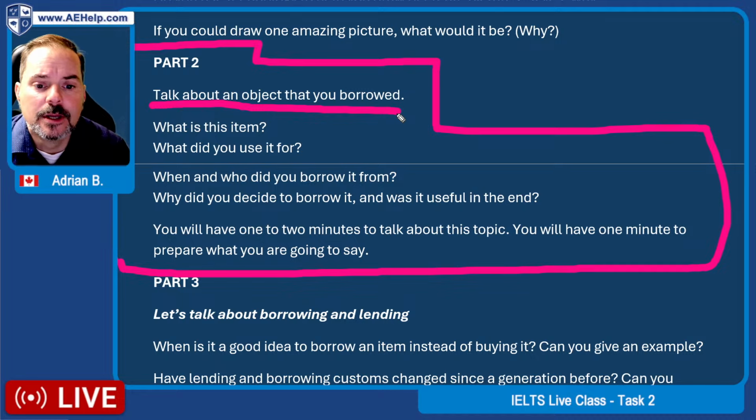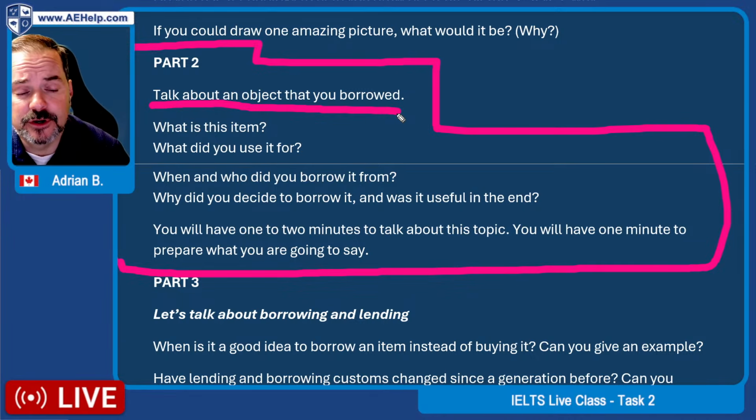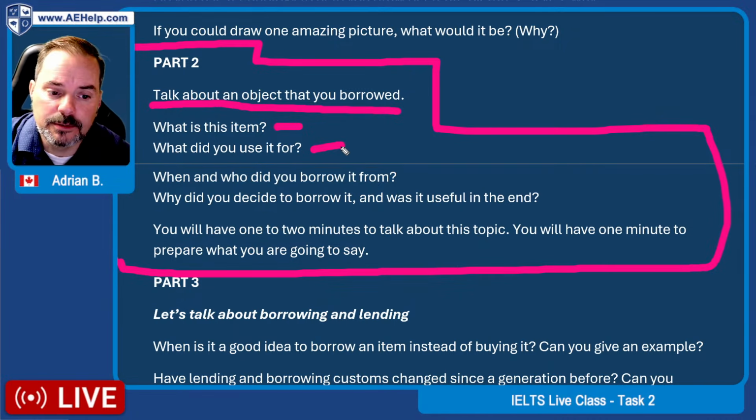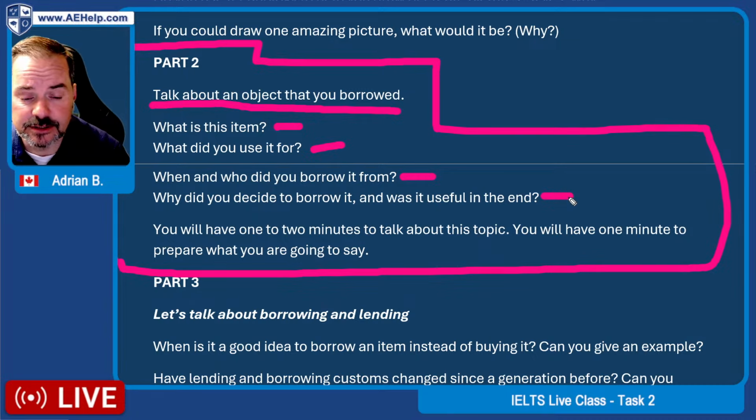Okay. Now here, your very first step is to look at the questions. Okay. What is this item? What did you use it for? When and who did you borrow it from? Why did you decide to borrow it, and was it useful in the end?